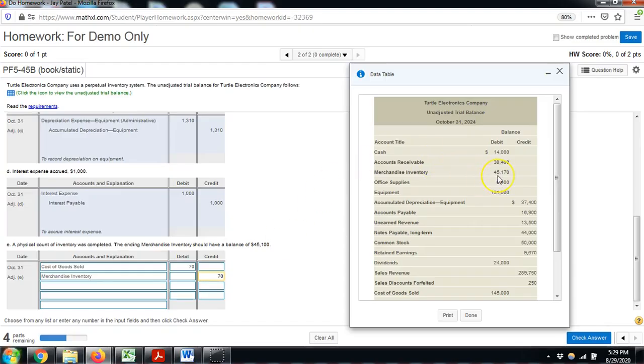So you see how I got this? We have our unadjusted trial balance is 45,170, but when we actually did the count, it was only 45,100. So there's a $70 difference in that the physical count was $70 lower than what we're having in our unadjusted trial balance. So we need to get our unadjusted trial balance merchandise inventory to reflect the physical count. So we're reducing it with this adjustment. And so this is for inventory shrinkage.